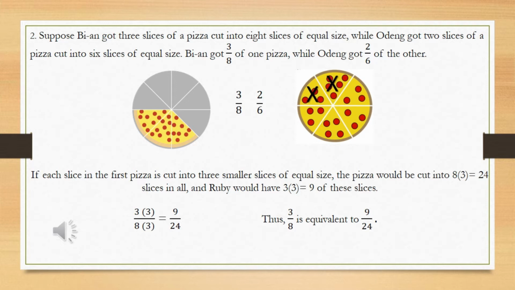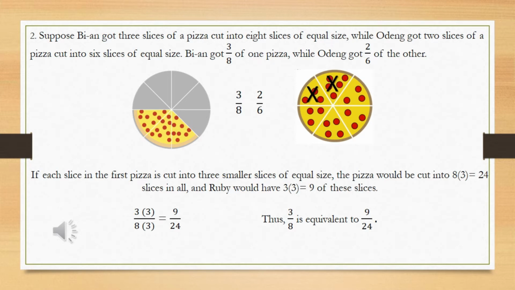Suppose Bian got 3 slices of a pizza cut into 8 slices of equal size, while Adeng got 2 slices of a pizza cut into 6 slices of equal size. Bian got 3/8 of one pizza, while Adeng got 2/6 of the other. The sum of these fractions cannot be determined by adding the numerators. Why? Because their denominators are different. So what are we going to do? We must therefore find a way to turn these dissimilar fractions into similar fractions.